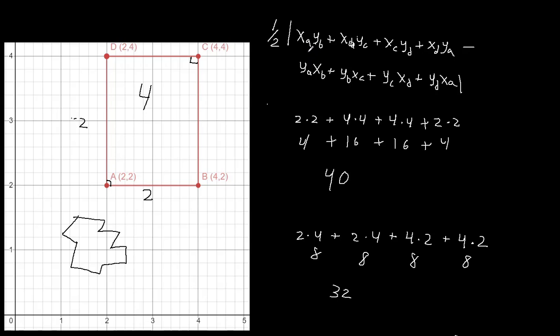Now, I will say this from a human perspective, this equation is obnoxious, right? XAYB, XBYC, XCYD, this gets really obnoxious for humans. But for computers, this is actually really easy to calculate. And this is how a GIS system would calculate the area of any polygon given just its coordinates. So hopefully this makes sense.